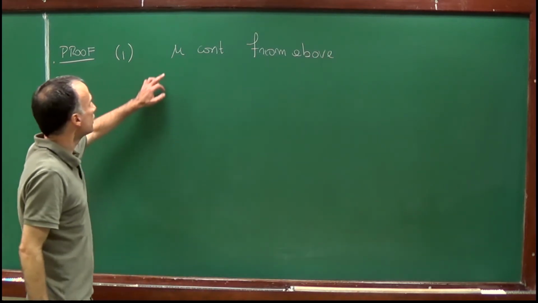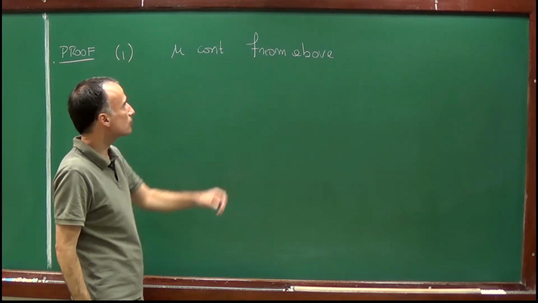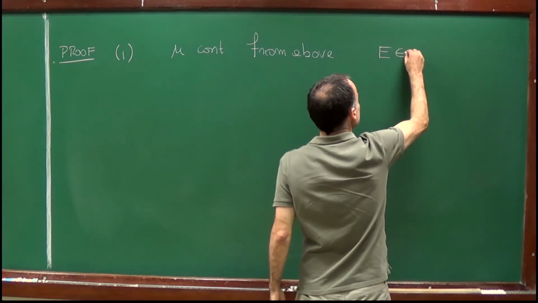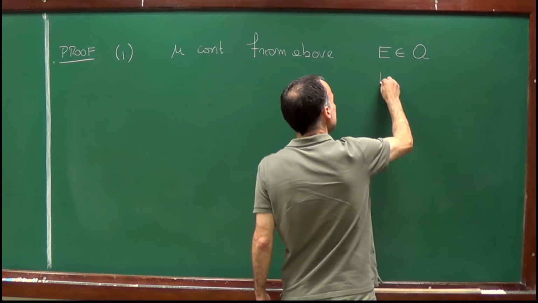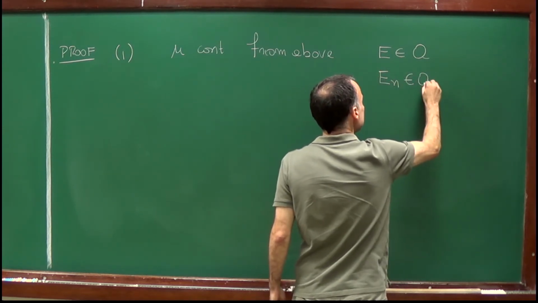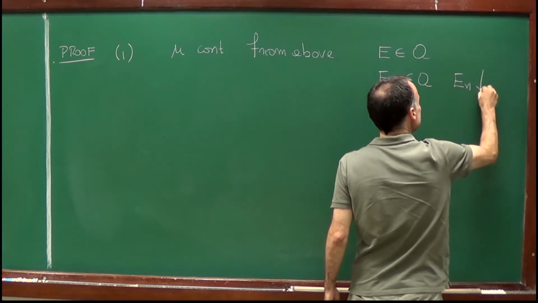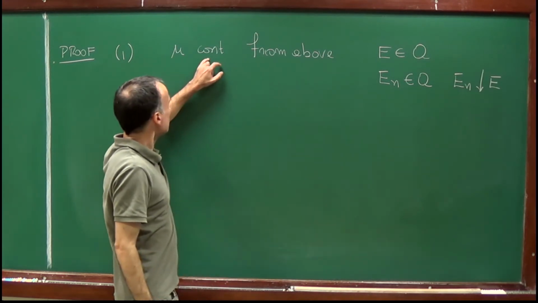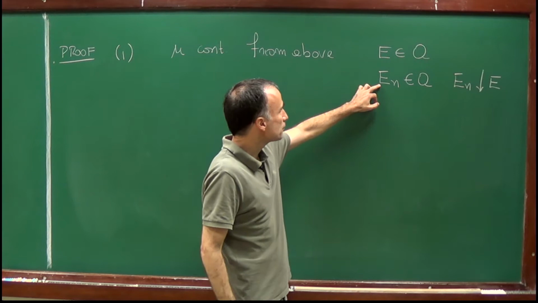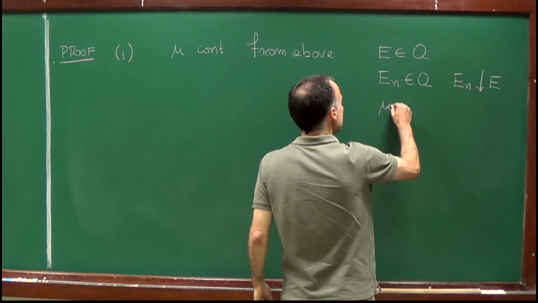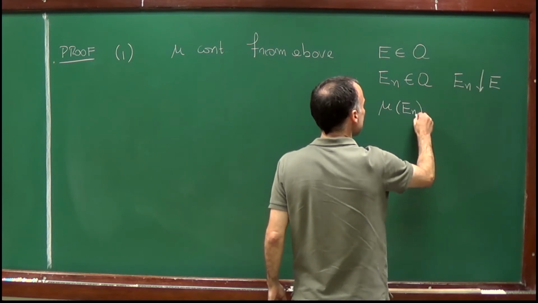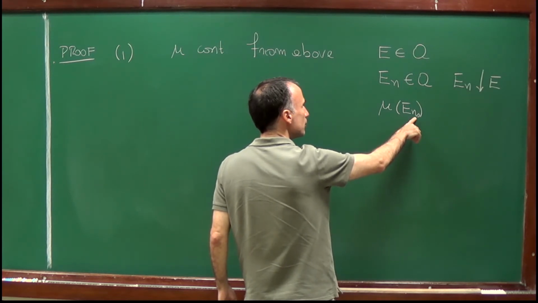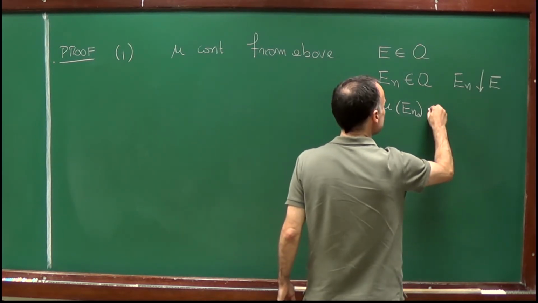So I'm assuming that mu is sigma additive, and I want to show that it's in fact continuous from above. So I'll fix a set E in A. I will consider a sequence En in A, En decreasing to E, and remember, to prove that mu is continuous from above, I have to consider sequences En whose measures are finite, so I have to impose the fact that there exists an index n naught such that mu of En naught is finite.